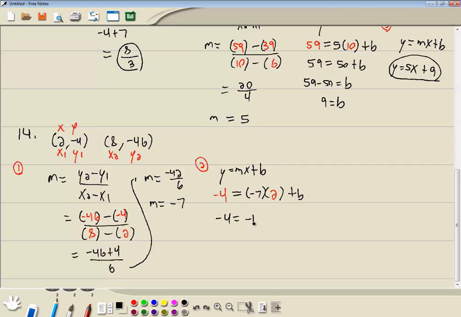Negative 7 times 2 is negative 14 plus b. And then we want to solve for b by taking the negative 14 to the left side and it becomes a positive 14. Negative 4 plus 14 gives us 10. Okay, step 3. Write your answer. So we want to plug in the m we found in step 1, which is negative 7. We want to plug in the b we found in step 2, which was a positive 10. So our answer is y is equal to negative 7x plus 10.